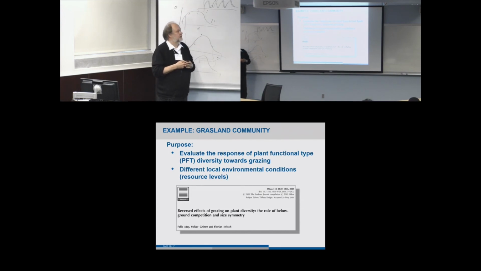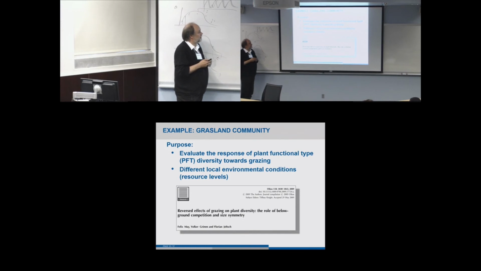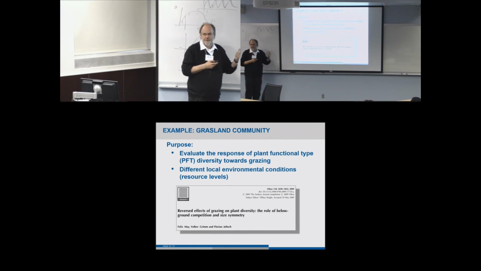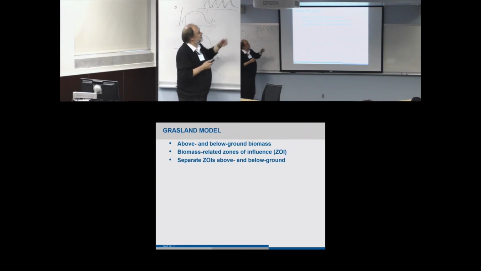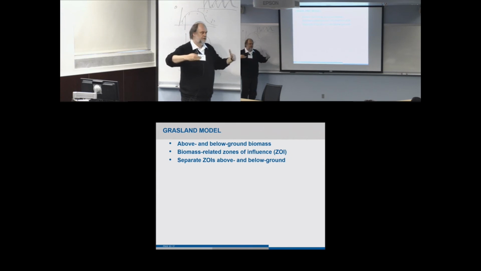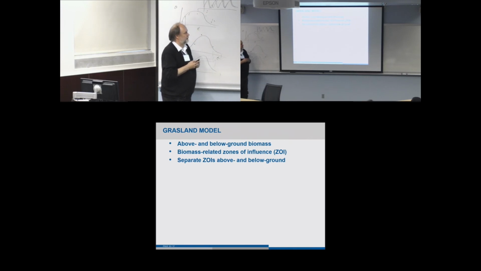So one example, a grassland community model, the purpose was to evaluate the response of this community to different grazing pressures and different resource levels in the soil. So how does species richness, productivity, and a diversity measure respond to different levels of grazing and resources? And the model, just briefly, distinguishes above and below ground competition. It has zones of influence. So the influence, you could think of the root system or the leaf system. They are separate, above and below ground.